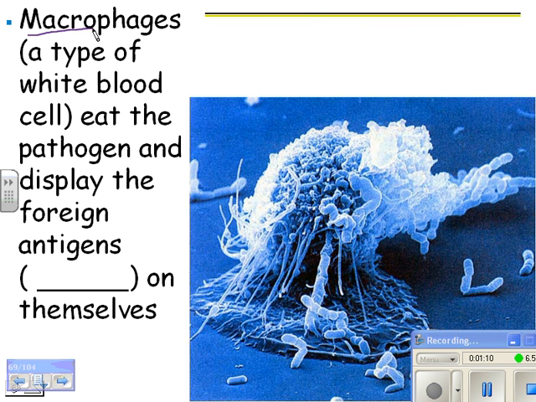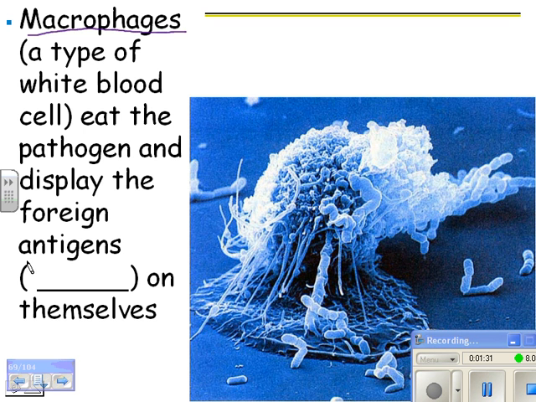Macrophage. It doesn't say it in the name because there's no cyte, but this is also a cell. It's a specialized type of white blood cell. It can eat pathogens and then display the foreign antigens on themselves. So here's the white blood cell, and you can see it's sticking out its cytoplasm. It's pushing out the cytoplasm to try to grab these bacteria, and it's going to engulf them. It's going to eat them.